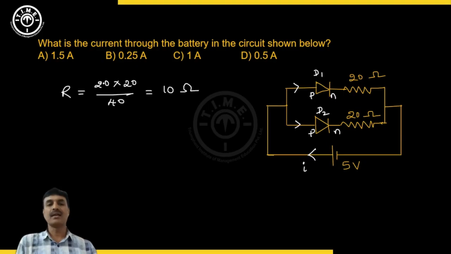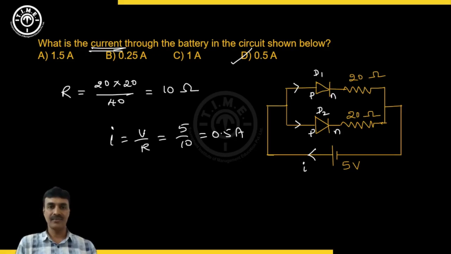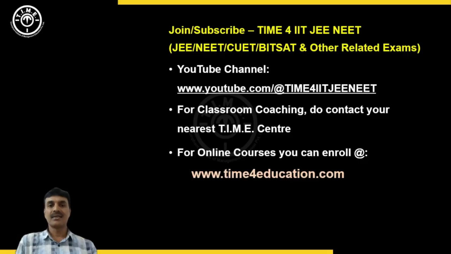Potential is given. What is the current? Using Ohm's law, I is equal to V by R. It's 5 by 10, 0.5 ampere. So 0.5 ampere is here in option D. Understood? Right. Now let's see some questions that are asked in NEET entrance.